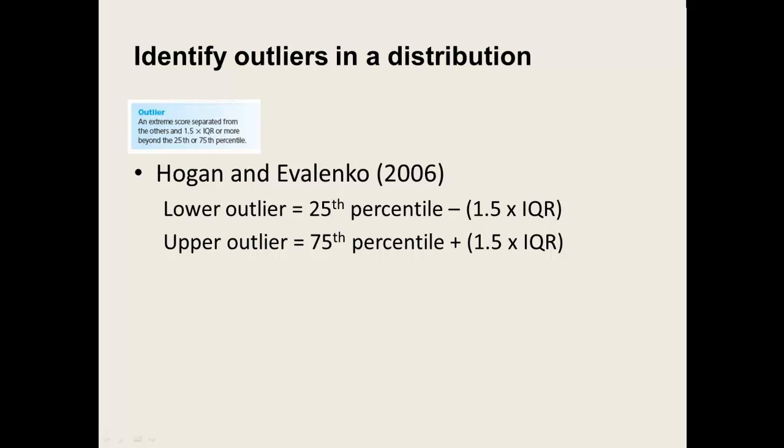Again, quoting Spatz, this time page 75, outliers are scores in a distribution that are unusually small or unusually large. An outlier has a disproportionate influence compared to any of the other scores on the mean, standard deviation, and other statistical measures. They can certainly affect the outcome of a statistical analysis, and they appear to be fairly common. Although there is no general agreement on how to identify outliers, Hogan and Evelenko found in 2006 that the most common definition in statistics textbooks seems to be using the 25th percentile and the 75th percentile and either subtracting or adding 1.5 times the interquartile range.